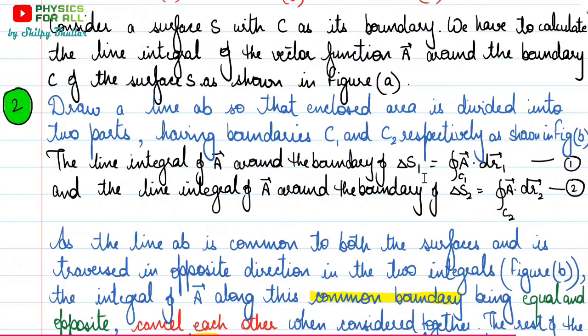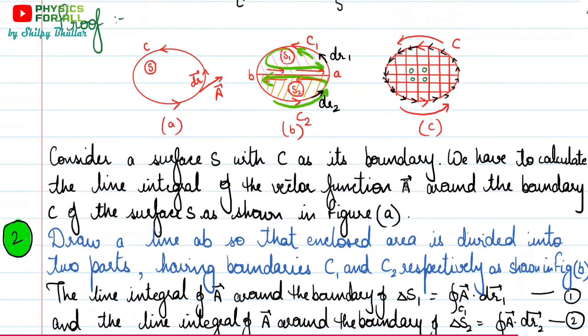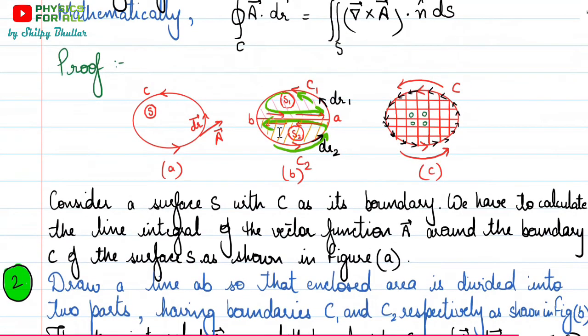Even if we had the AB line with us, since it is traversed in opposite directions in both the curves, it just cancelled out, so it's meaningless. The line integral along AB is meaningless for us. All we are concerned with are the two curves.